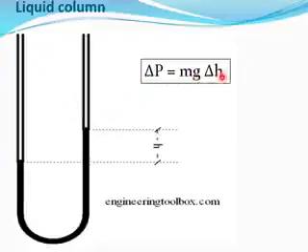By this formula we can measure the pressure difference: mg delta H. Of course, m is the quantity of the liquid in the tube, g is the density of the liquid, and delta H is the difference in height.